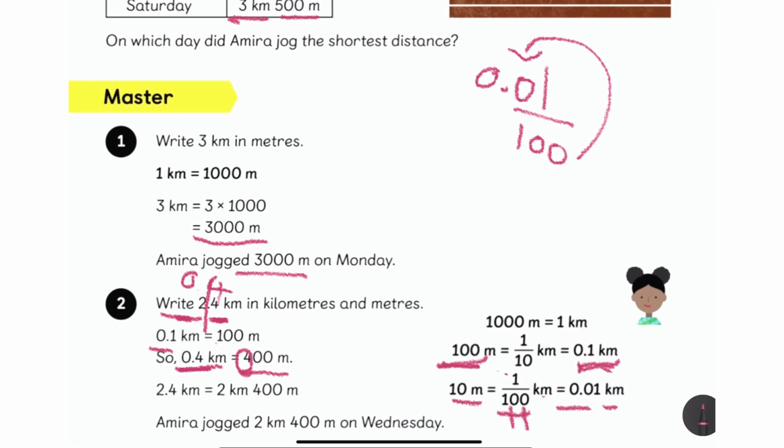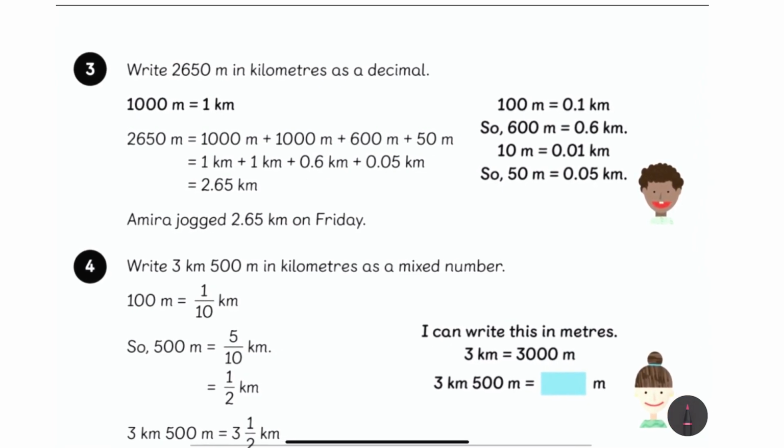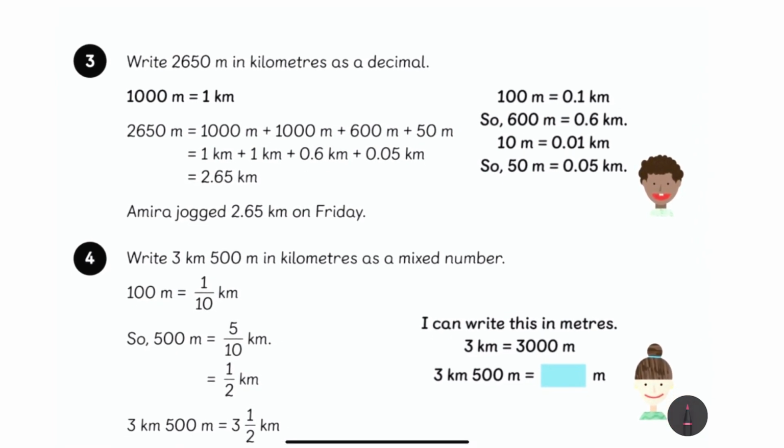Let's look into the other days now. So let's look into the third one. 2,650 meters, in kilometers as decimals we'll write. Again, my key is important. 1,000 meters equals 1 kilometer. Therefore, I will break it down. This becomes 2,000, this becomes 600 meters, and finally, I have my 50 meters. Now, by the key, 1,000 is nothing but 1 kilometer. 600 meters is 0.6 kilometers. And 50 meters is 0.05 kilometers.